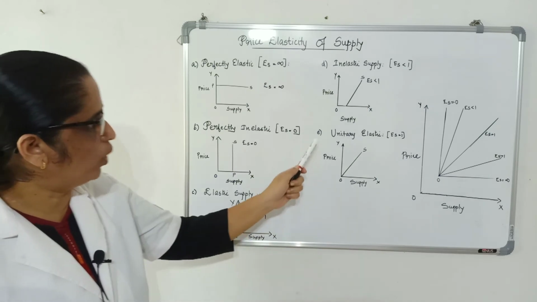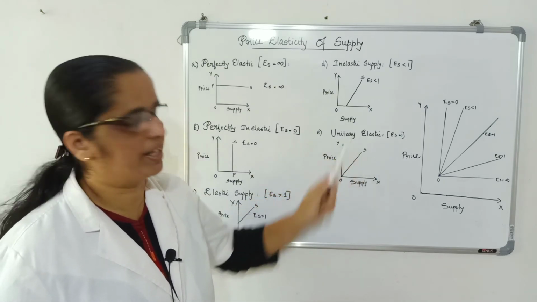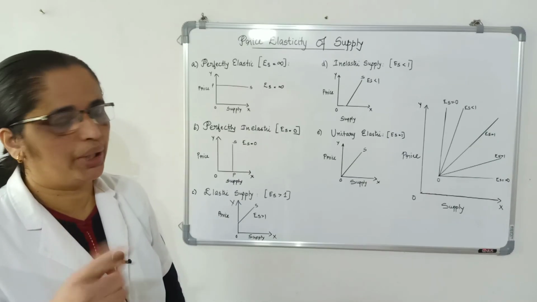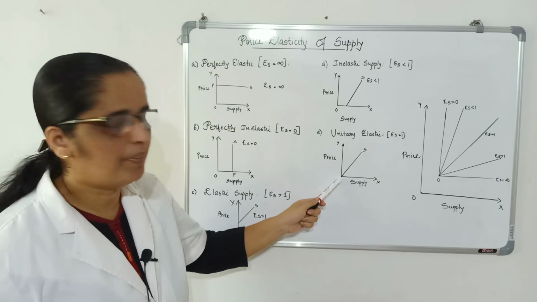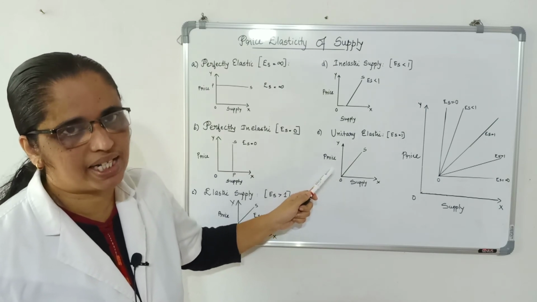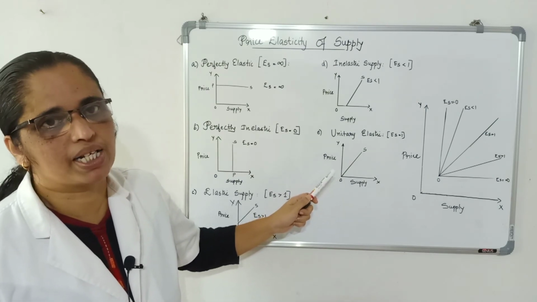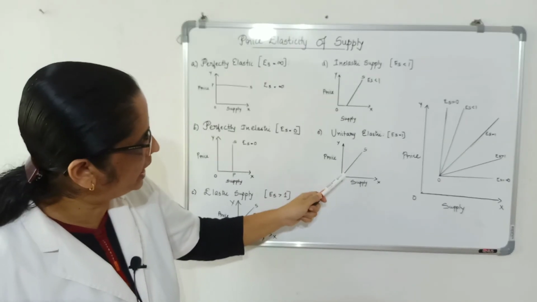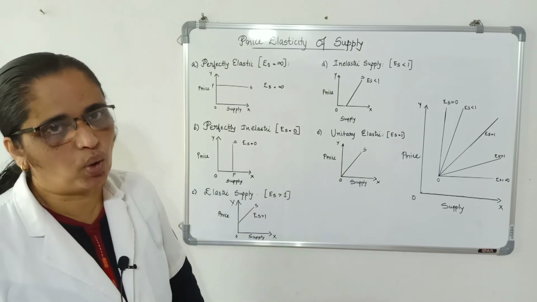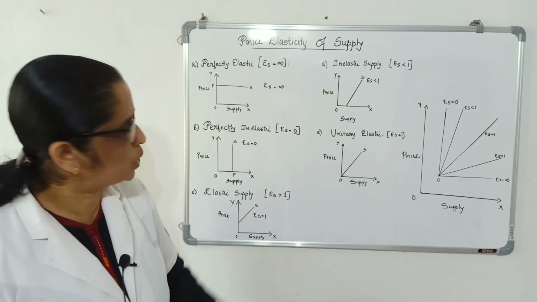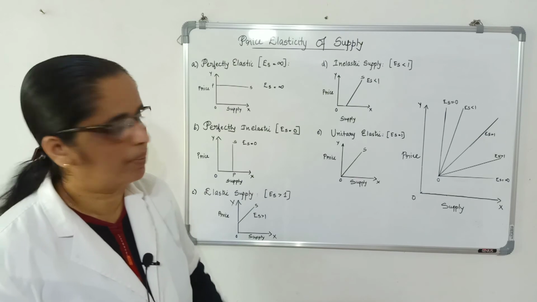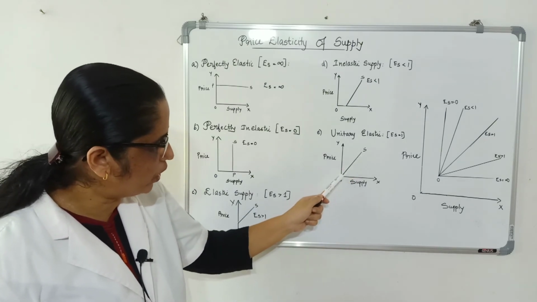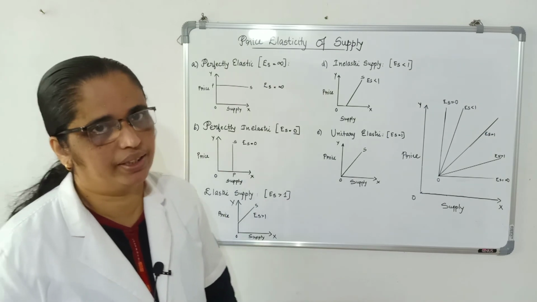Okay. Now the next one, unitary elastic. Elasticity of supply is equal to 1, or equal to unity. Here, percentage change in quantity supplied is equal to percentage change in price. Okay? How can you say? Upward sloping supply curve starting from the origin, or a supply curve extending towards the origin.